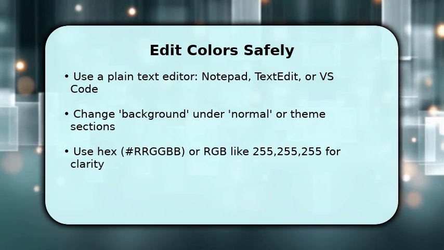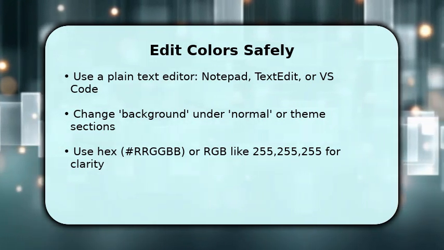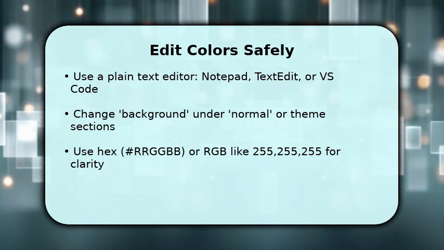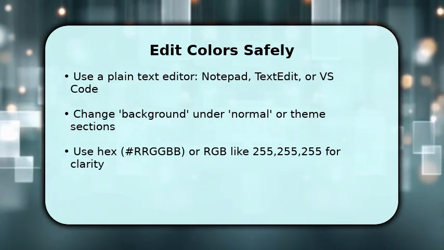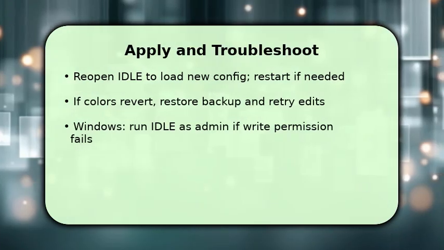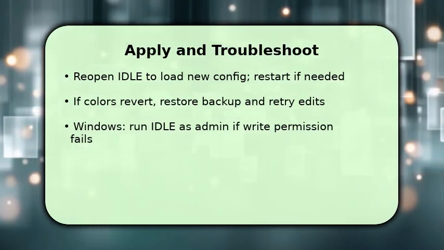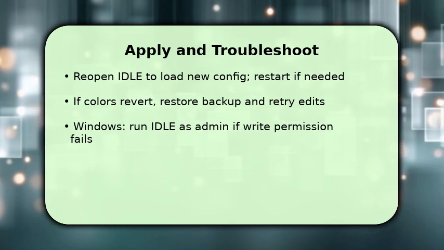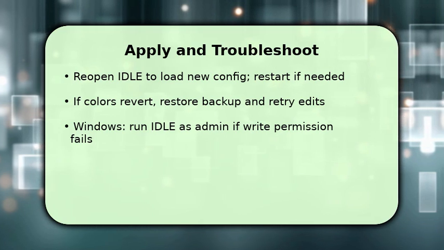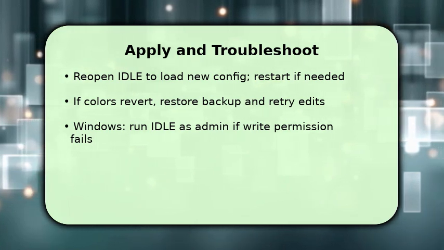Once you edit background, double-check related foreground and selection colors to retain contrast. Save the file and keep your backup. If you plan multiple themes, duplicate the section and name it. To apply changes, reopen IDLE and the editor will read the modified config-highlight.cfg. If you don't see the new background, restart IDLE or your machine to clear cache settings.